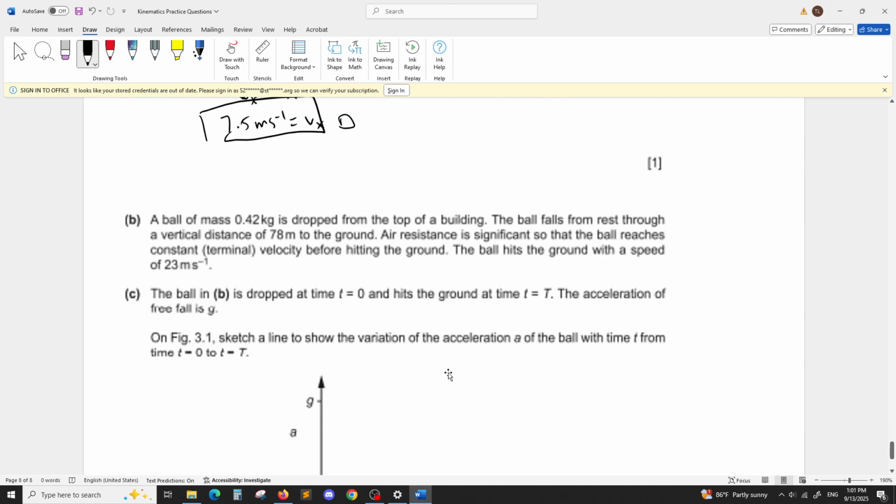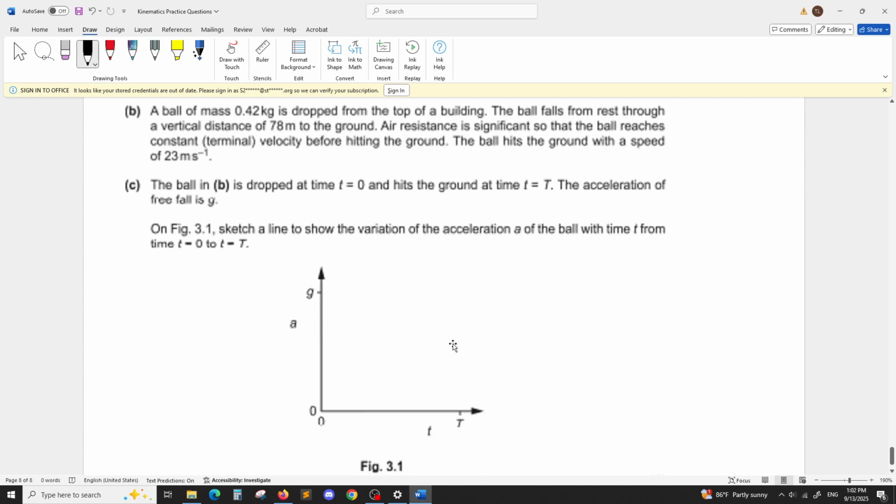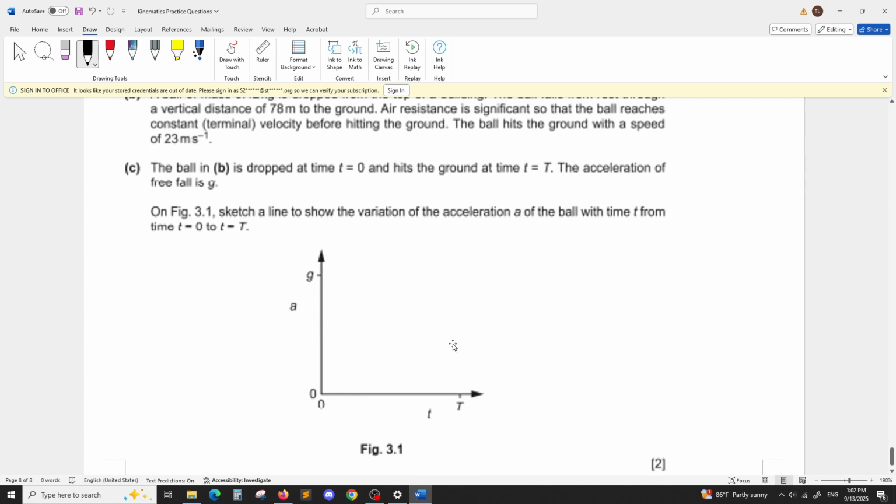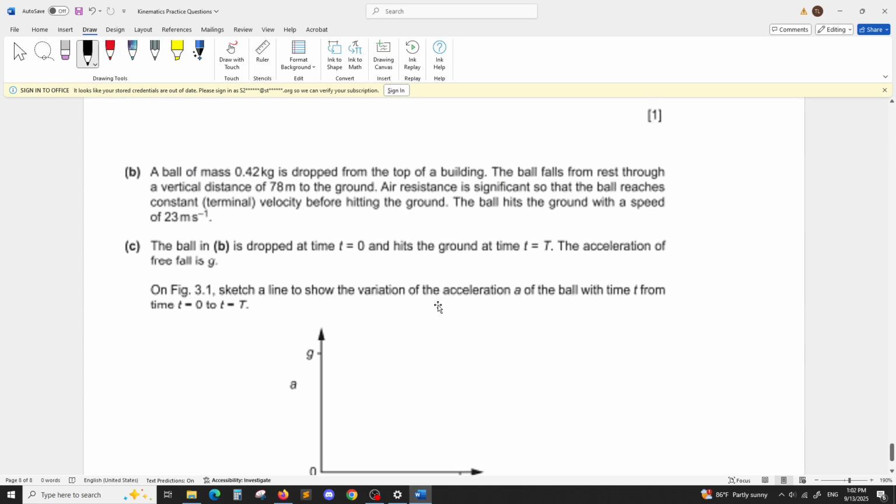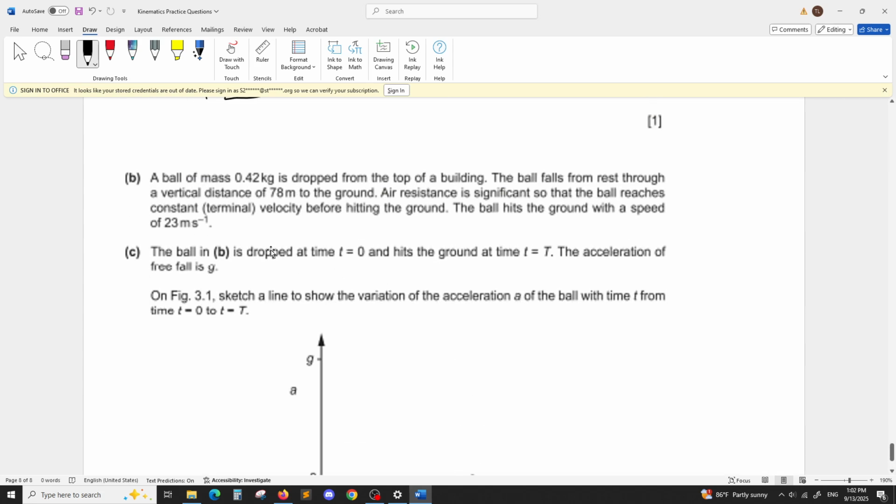The ball is dropped at a time t equals 0, and then hits the ground at t equals T. The acceleration of free fall is g. On Fig 3.1, sketch a line to show the variation of acceleration of the ball from t equals 0 to t equals T. So this is kind of like unit 3 actually, because of terminal velocity.